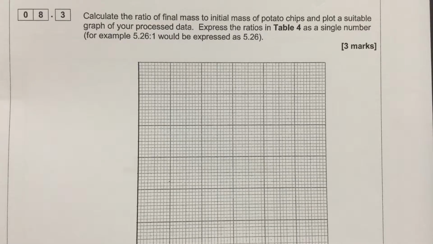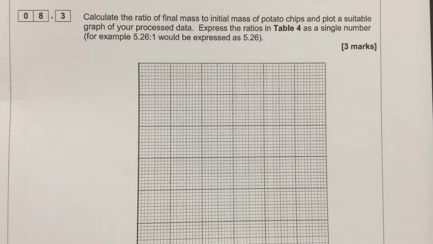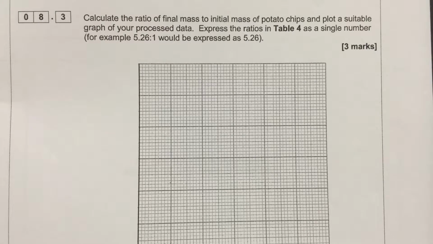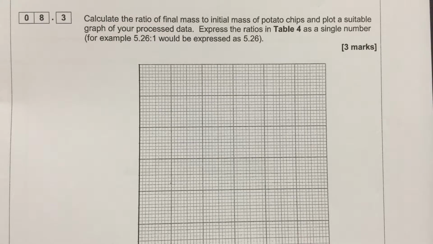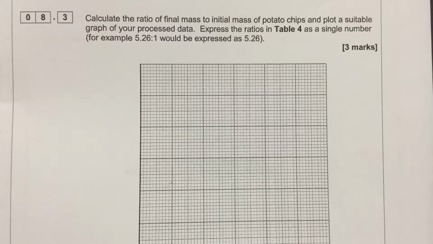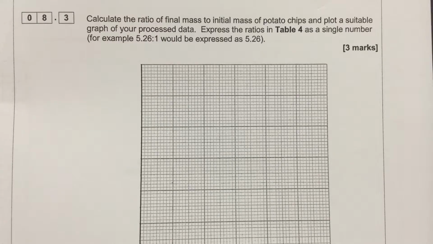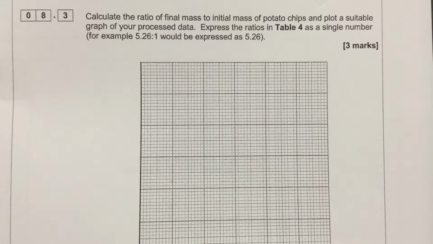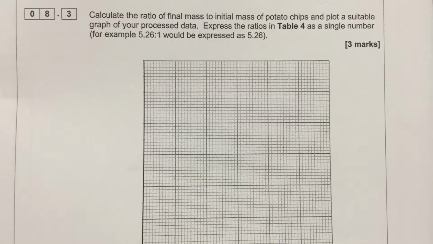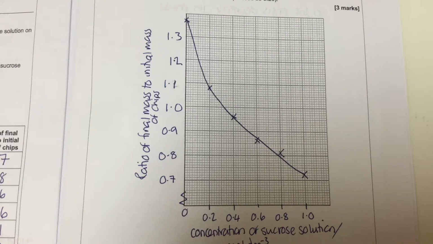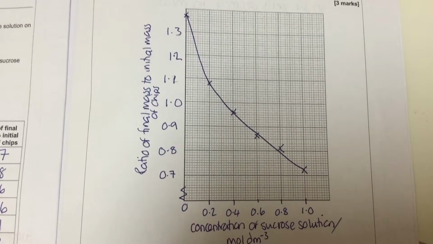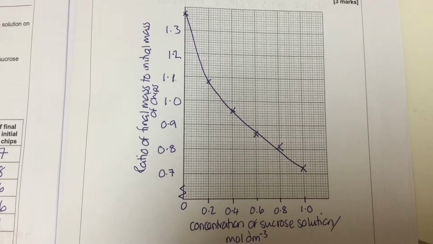Well, we've processed our data and it just tells us to express the ratios in table 4 as a single number. For example, 5.26 to 1 would be expressed as 5.26. So our independent variable, the one that stays the same, is the concentration of our sucrose solution, and we're going to place that across the bottom of the graph. We need to make sure that we use at least 2/3 of the graph available, and that fits nicely across the bottom. And then up the side, we count the squares and we can see we've got plenty of room.